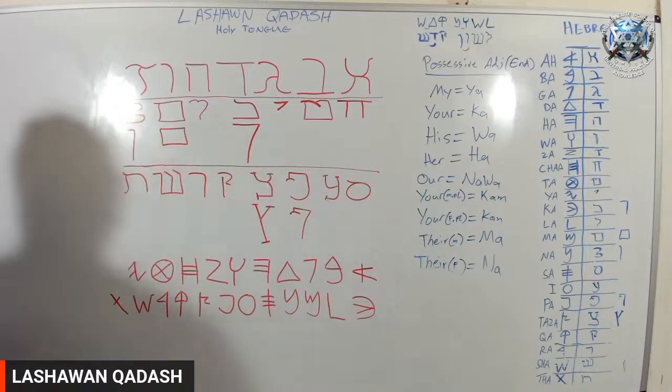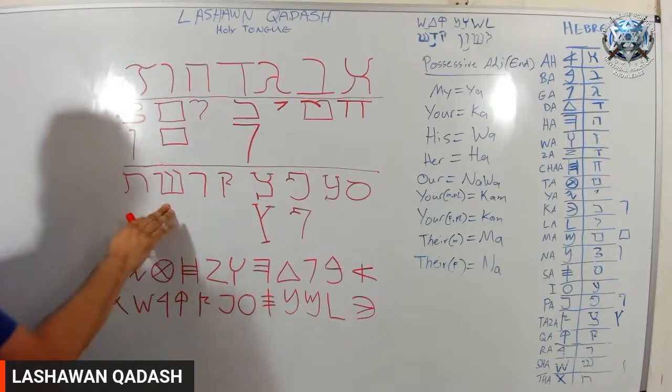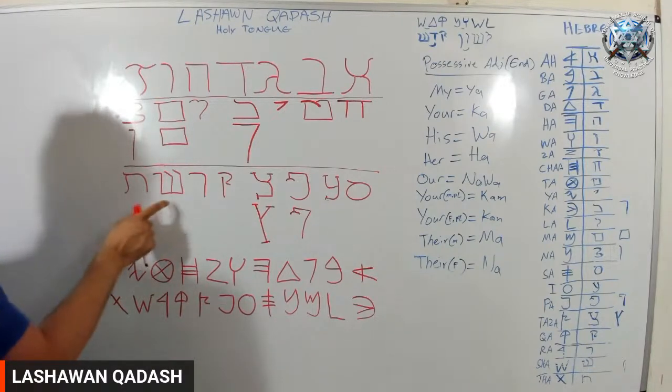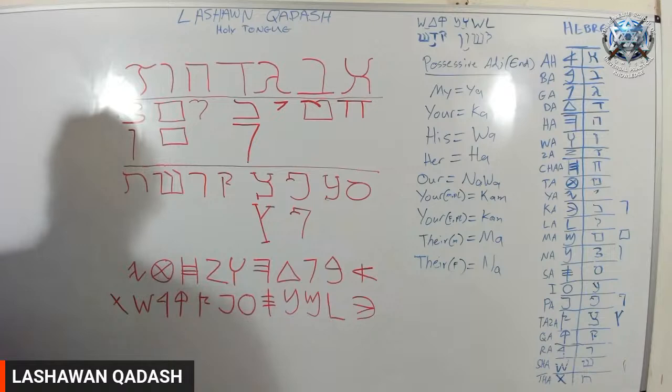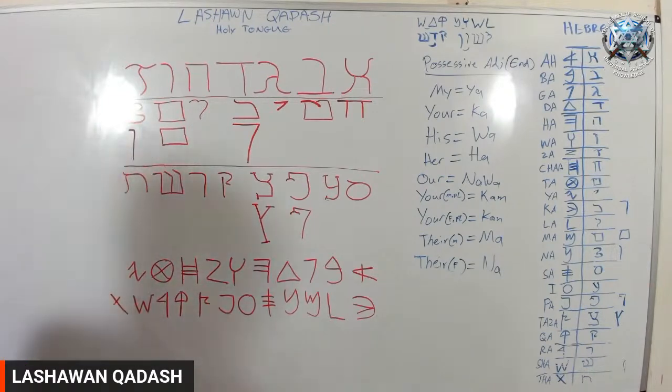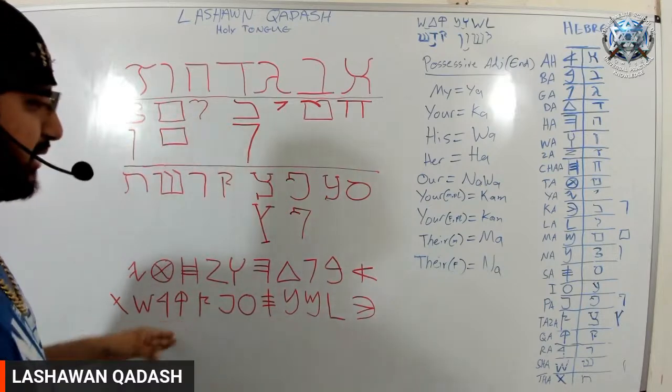Exactly. Ra, and then we have Sha, exactly. Sha, and then of course the final letter is Tha. Yep. So Tha is going to be the last letter. Now this is the exact same alphabet, but in the ancient Hebrew.